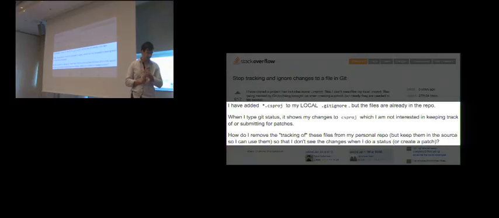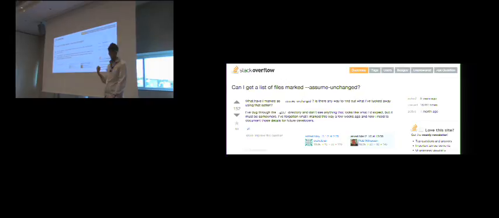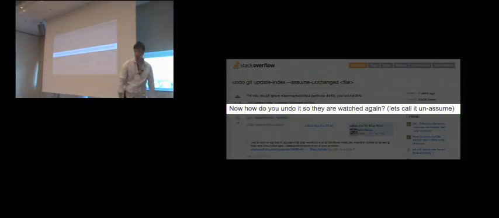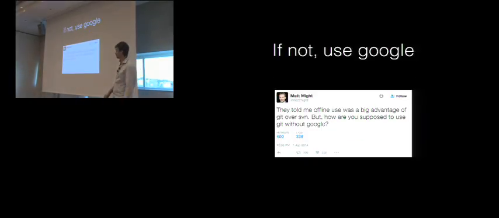And the solution to this problem, or at least one of the potential solutions, is to use the assume-unchanged marking. But that means you need to learn a whole other set of commands to deal with these kinds of files. And many wonder how to list these kinds of files or how to undo the marking. But you know, in general, undoing things in Git is easy, right? And worst case scenario, you can always use Google to figure out what to do, right?